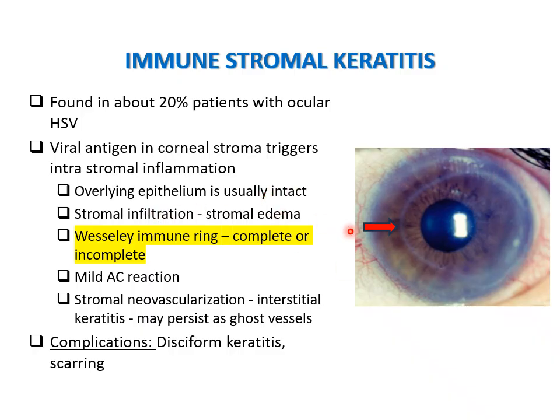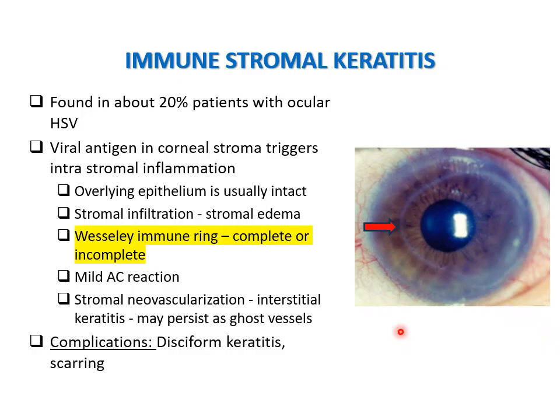Stromal infiltration is there because it is an immune reaction, so there will be stromal edema. There may be an immune ring also, which is a ring of infiltrate. Sometimes this immune ring would not be as prominent as in this picture. It might be incomplete also. Mild AC reaction. Why mild? Because the primary site is the stroma. So a mild AC reaction and sometimes stromal neovascularization, new blood vessels growing into the corneal stroma, and then we call it interstitial keratitis.